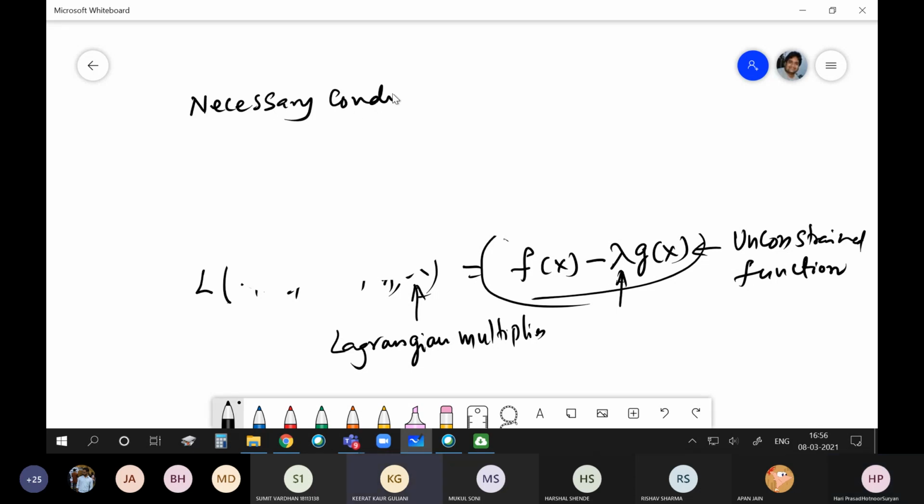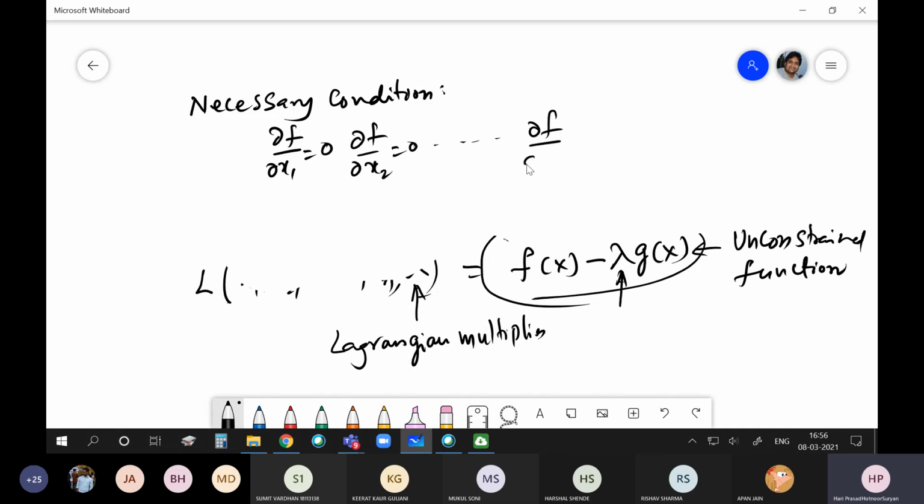The necessary condition is that dou L by dou x1 is equal to 0, dou L by dou x2 is equal to 0, and dou L by dou xn is equal to 0. In addition to this, dou L by dou lambda should also be equal to 0. Is it clear?